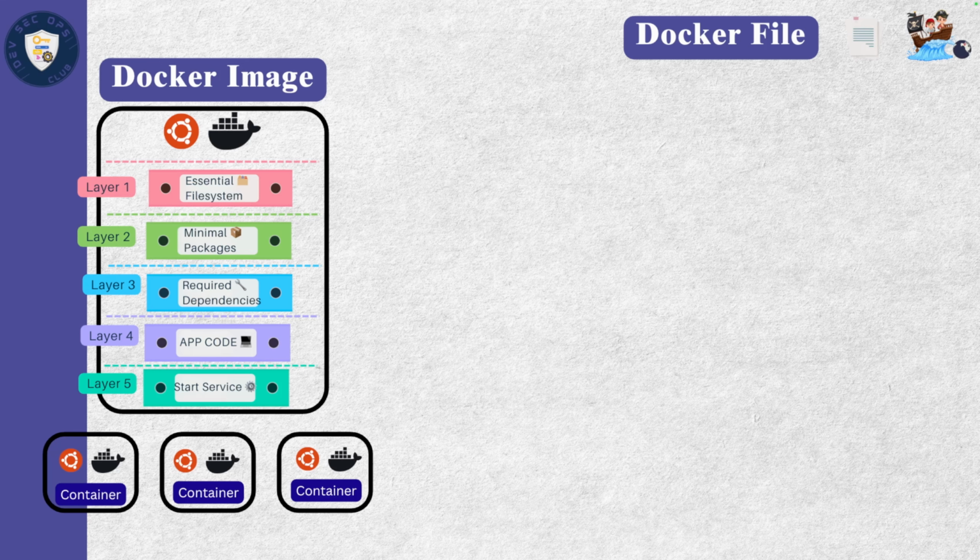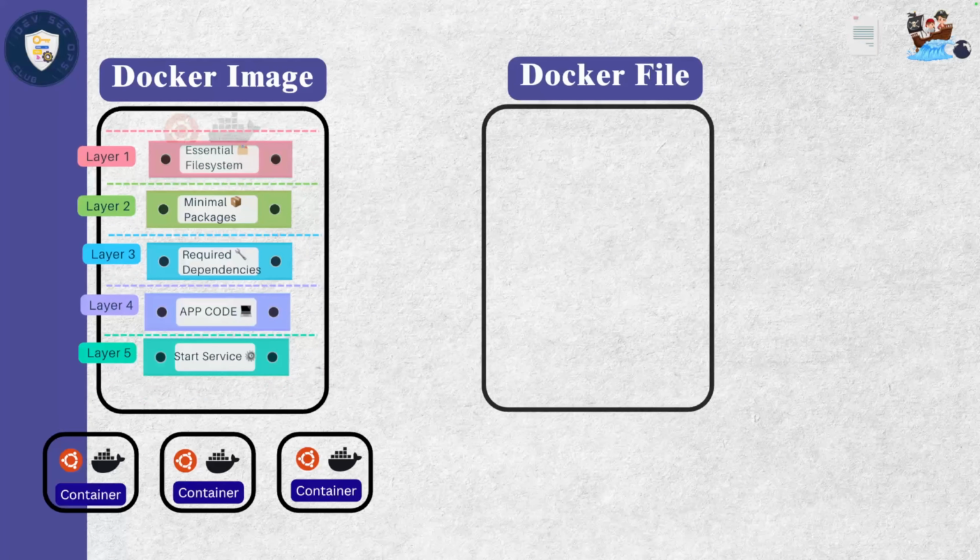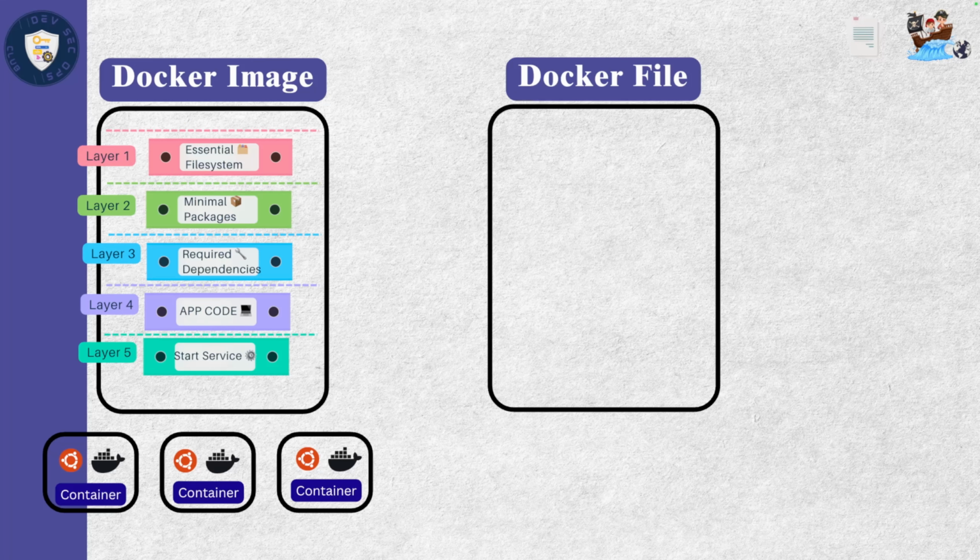So who decides this layer, how many layers there should be? For that we need a way to define and build those layers. That's where Dockerfile comes in. It's like a blueprint that tells Docker how to create each layer step by step.